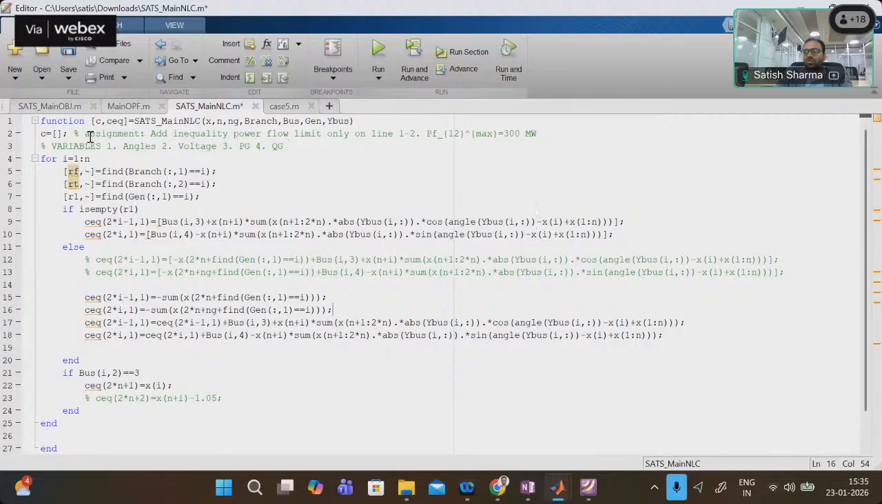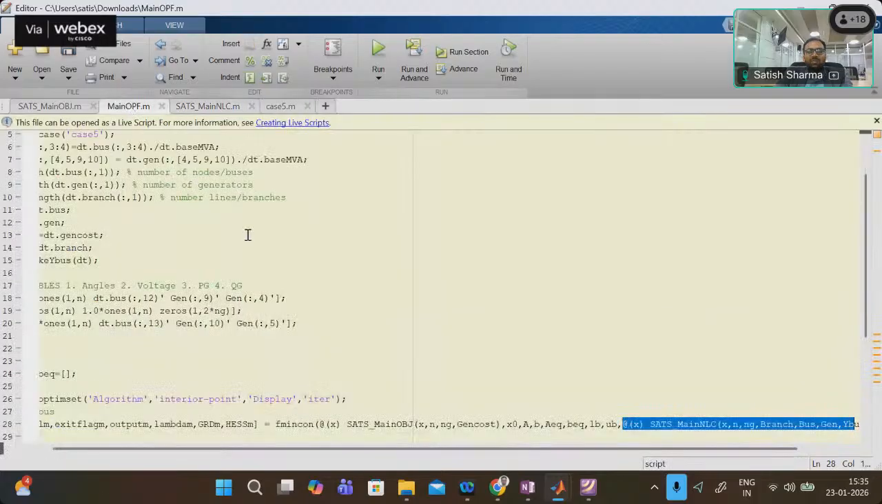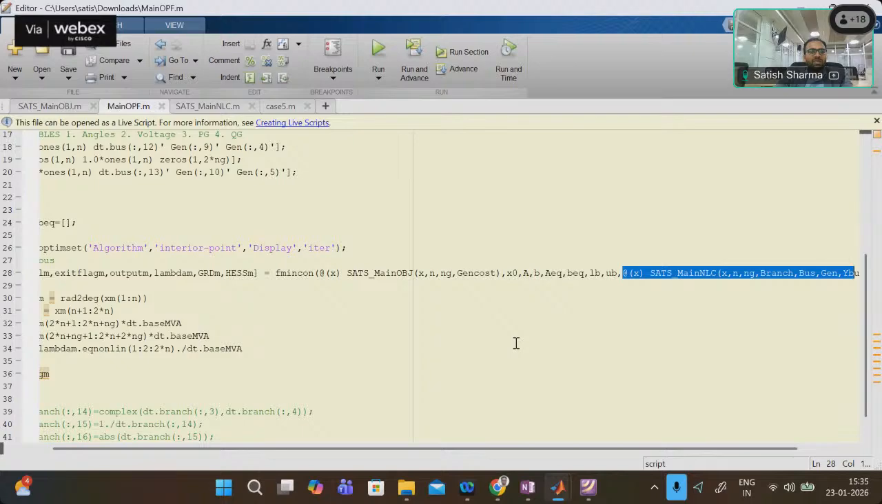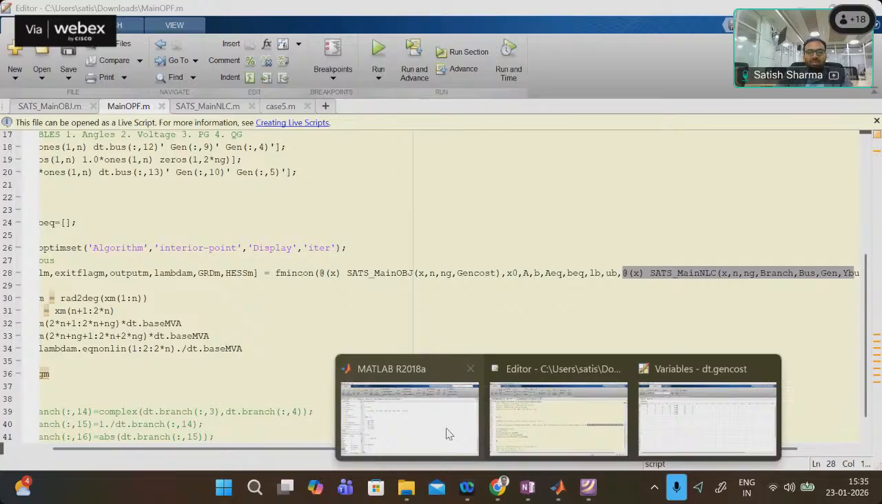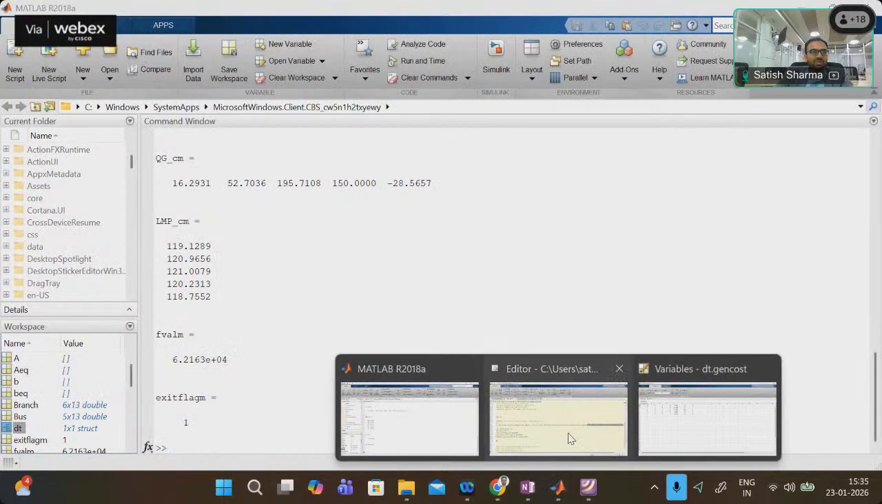Okay, now we have solved it. Control save. I will go back to my main program, which I have placed, and run this particular program. Let's hope there is no error. So yes, it has been executed. Let me see again.